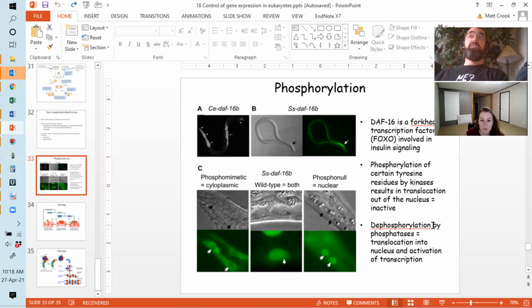A specific type called a forkhead transcription factor, right? And it's involved in turning on genes in response to insulin signaling. And so given that it's a transcription factor, it can only be active if it's in the nucleus, right? And so the way in which DAF16 activity is controlled is by controlling where it is. And so it can be either in the cytoplasm.